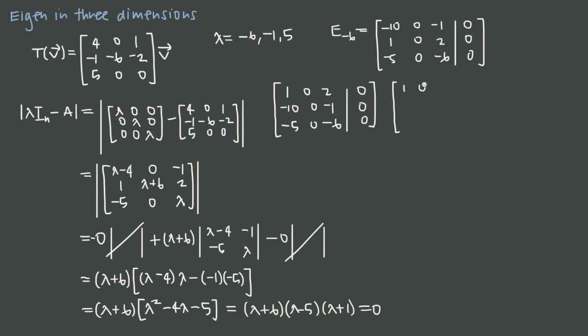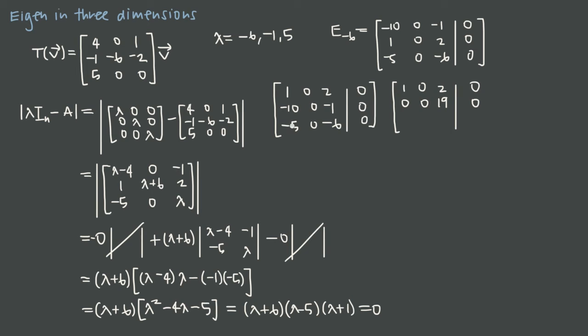So we'll keep our first row the same, and then for the second row, we'll add 10 of the first row to the second row. So we'll say 10 times 1 is 10, plus a -10 is 0. 10 times 0 is 0, plus 0 is 0. 10 times 2 is 20, plus a -1 is 19. And 10 times 0 is 0, plus 0 is 0.